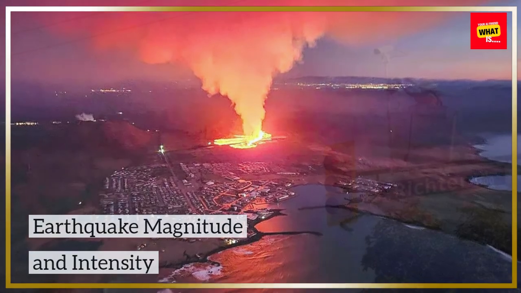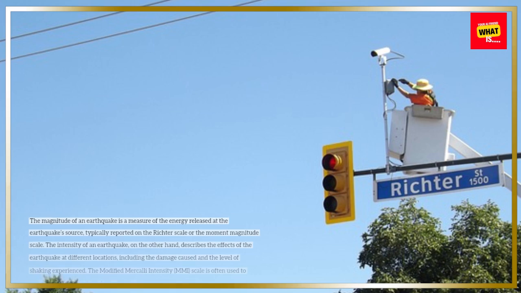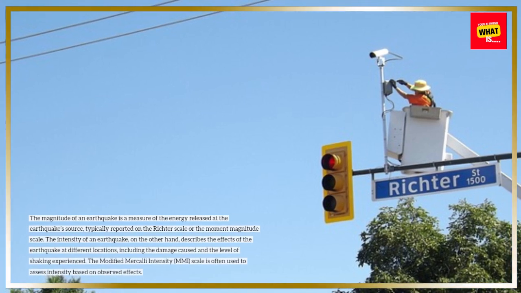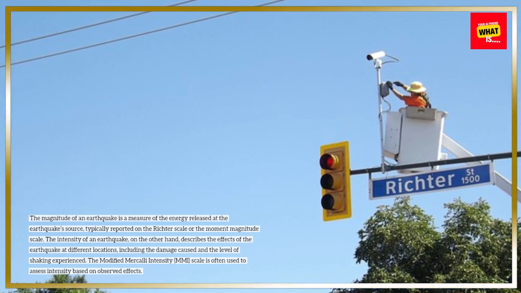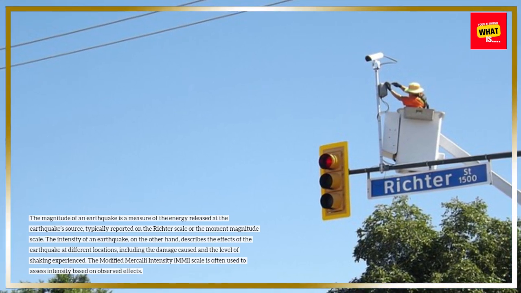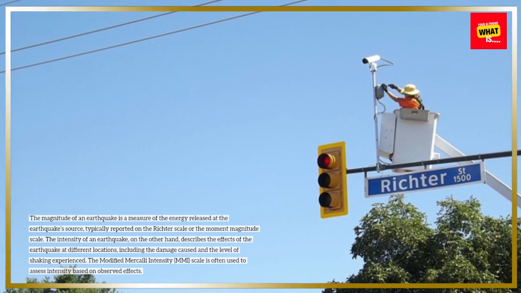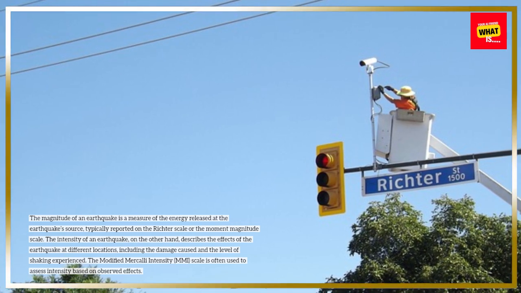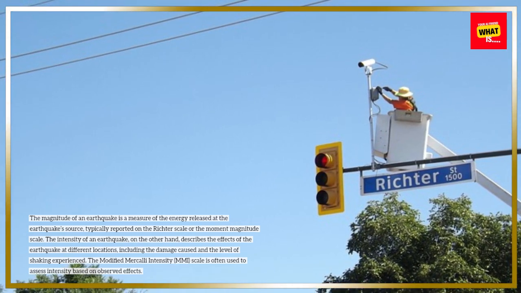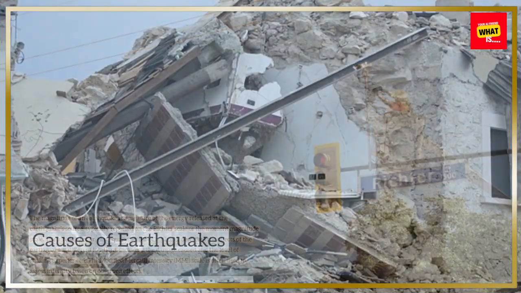Earthquake magnitude and intensity. The magnitude of an earthquake is a measure of the energy released at the earthquake's source, typically reported on the Richter scale or the moment magnitude scale. The intensity of an earthquake, on the other hand, describes the effects of the earthquake at different locations, including the damage caused and the level of shaking experienced. The modified Mercalli intensity, MMI, scale is often used to assess intensity based on observed effects.